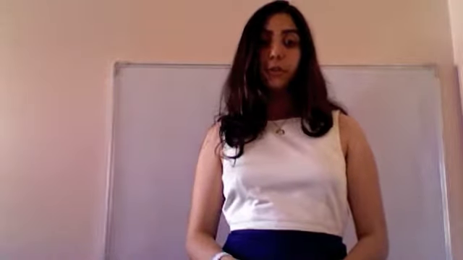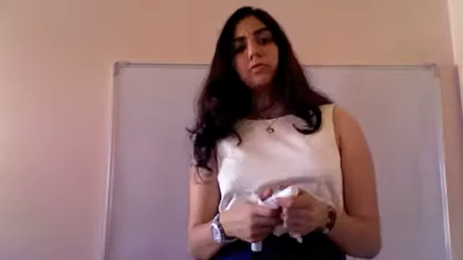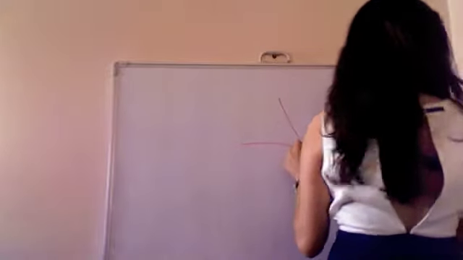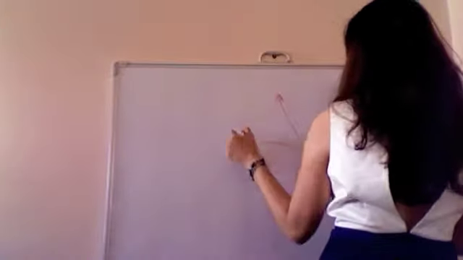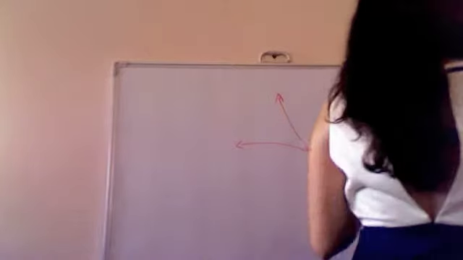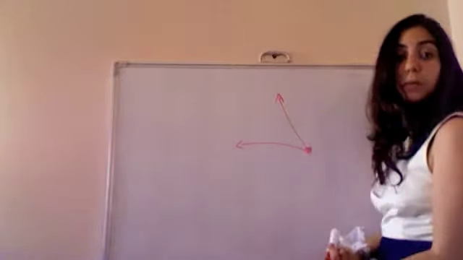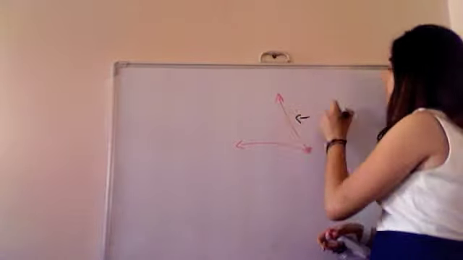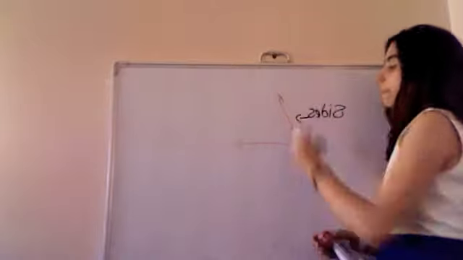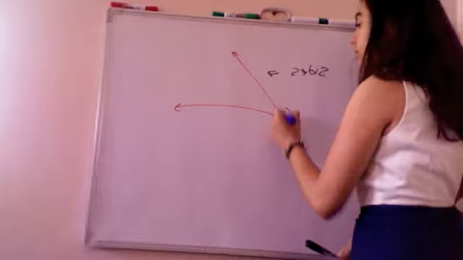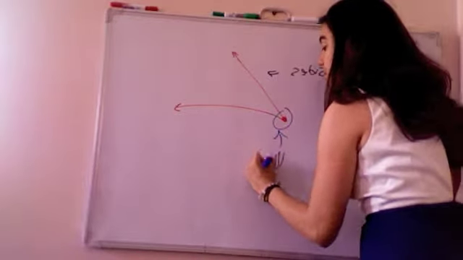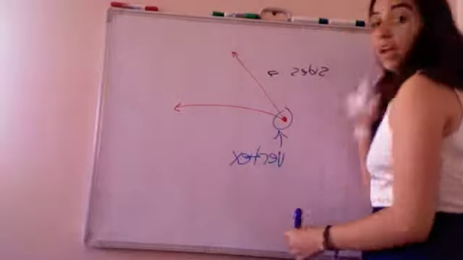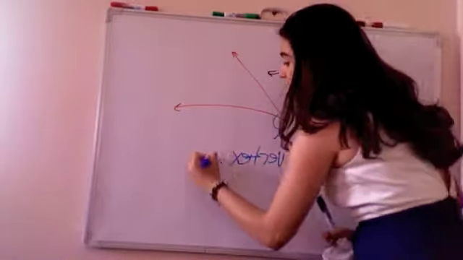Section 4. Measure and classify angles. So, an angle consists of two different rays with the same endpoint. The rays are often called the sides of an angle, and the endpoint is also called a vertex. In plural, we call them vertices.